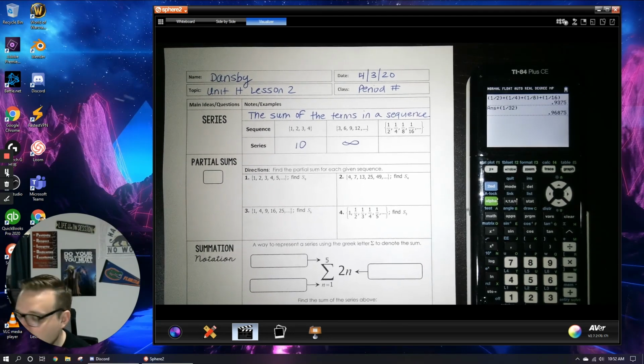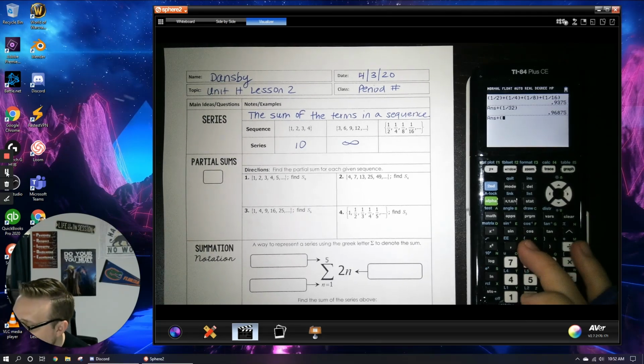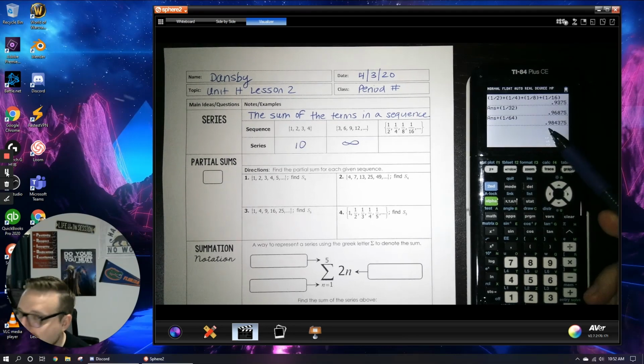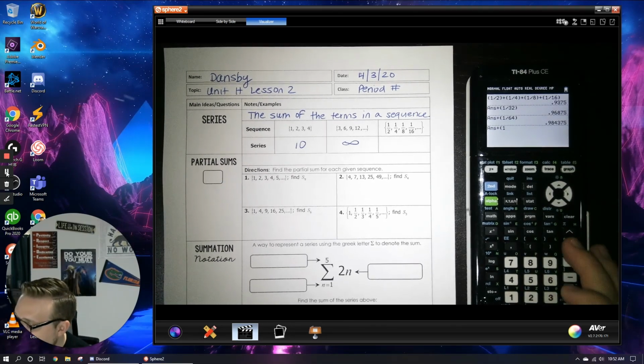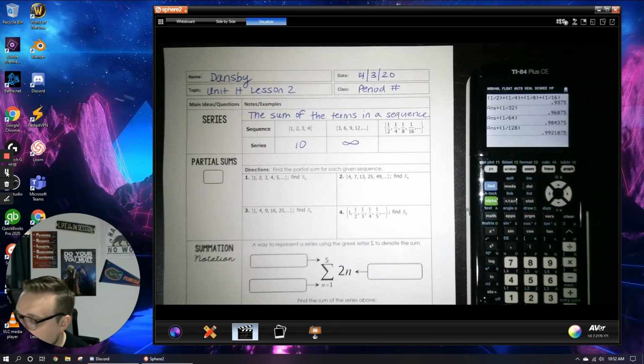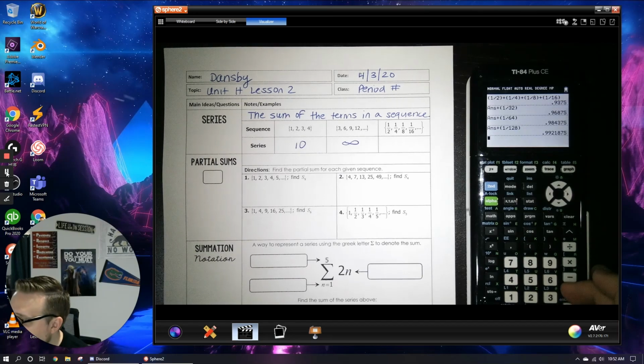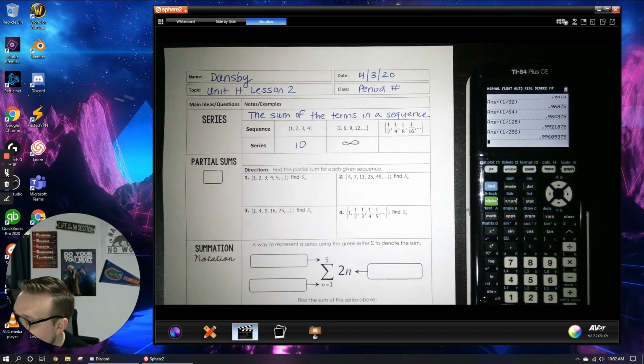So is that new result closer to 1 than the one before it? And the answer is yes. It's getting closer and closer to 1. 0.96 is closer to 1 than 0.93 is. And then let's go ahead and add the next term, which is going to be 1/64. And that's even closer to the whole number 1. Keep going. The next one would be 128. Okay, 0.99, that's pretty close to 1. Okay, and then let's just do it one more time. So the next term would be 1/256.